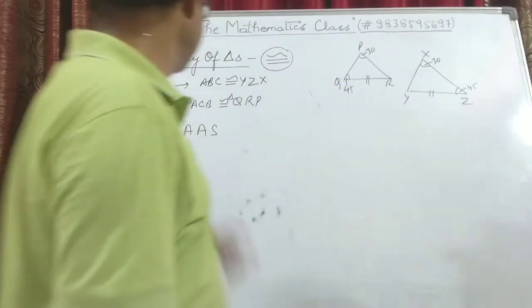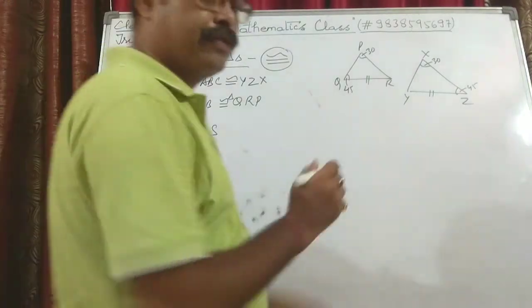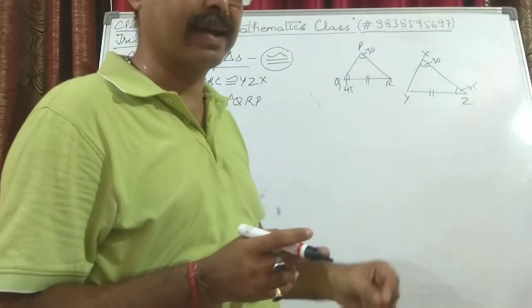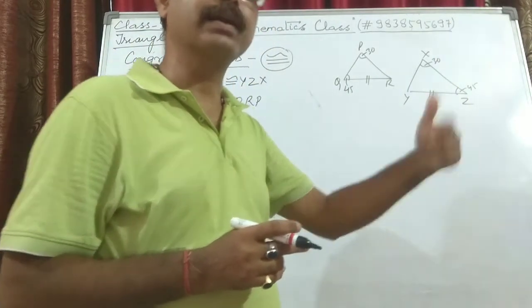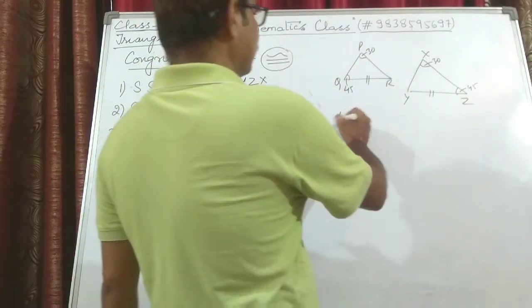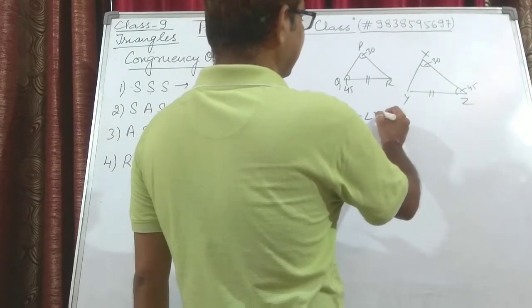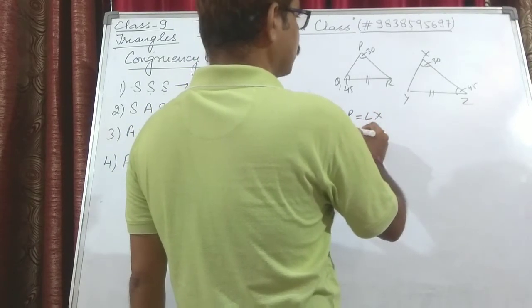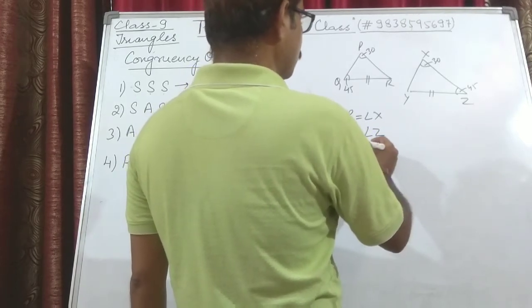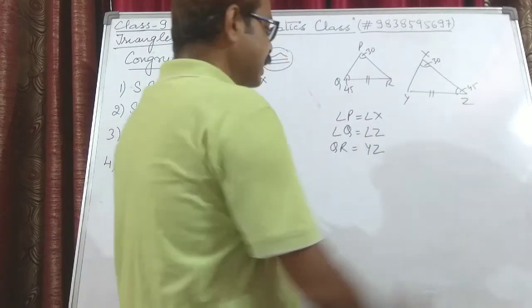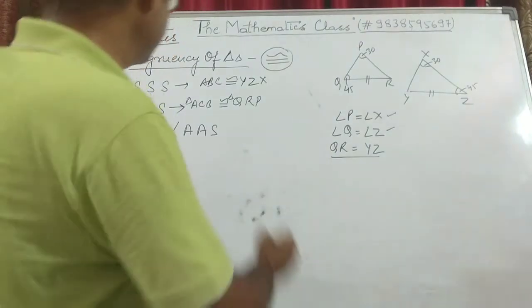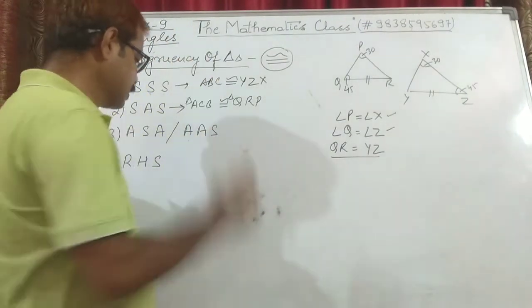So what is it? AAS or ASA rule. If any two angles of one triangle are equal to any two angles of the other triangle and one side is equal in both the triangles, meaning angle P here is equal to angle X, angle Q is equal to angle Z, and side QR is equal to side YZ. Any two angles and any one side equal, then we follow AAS.